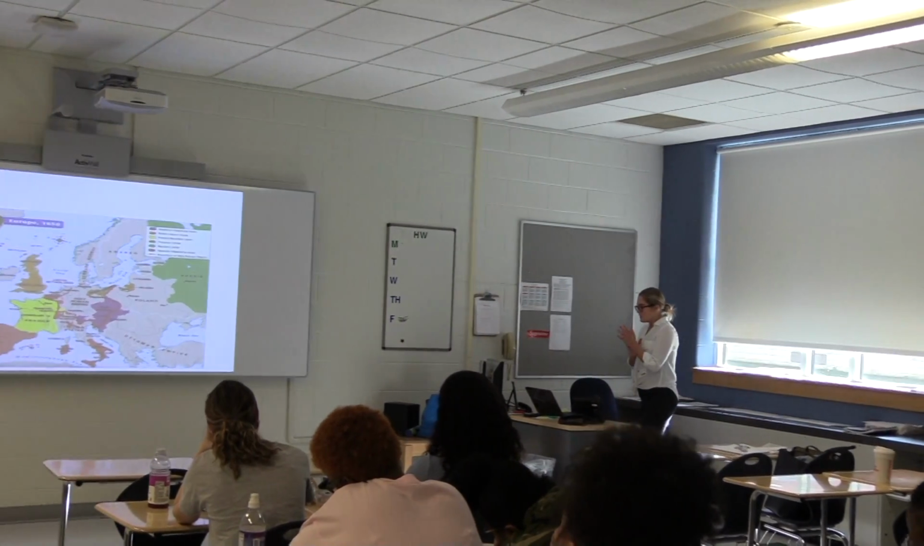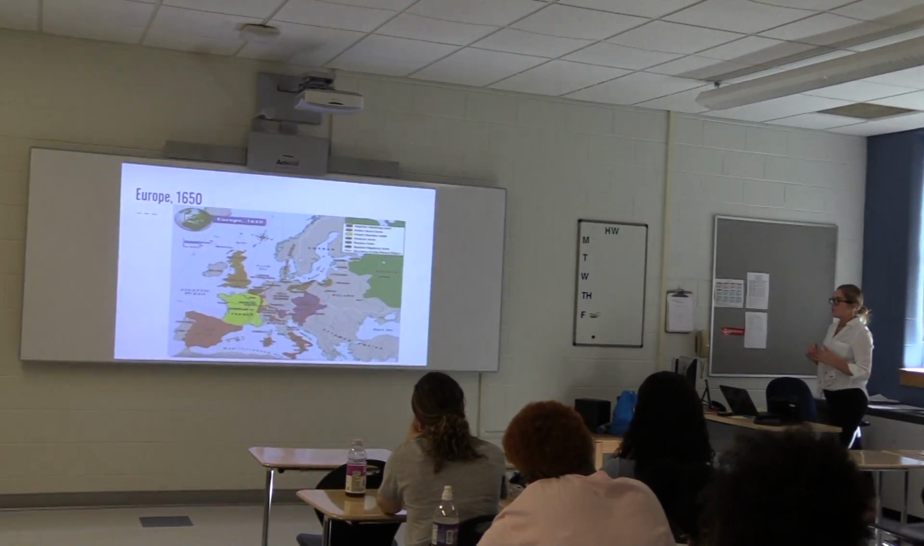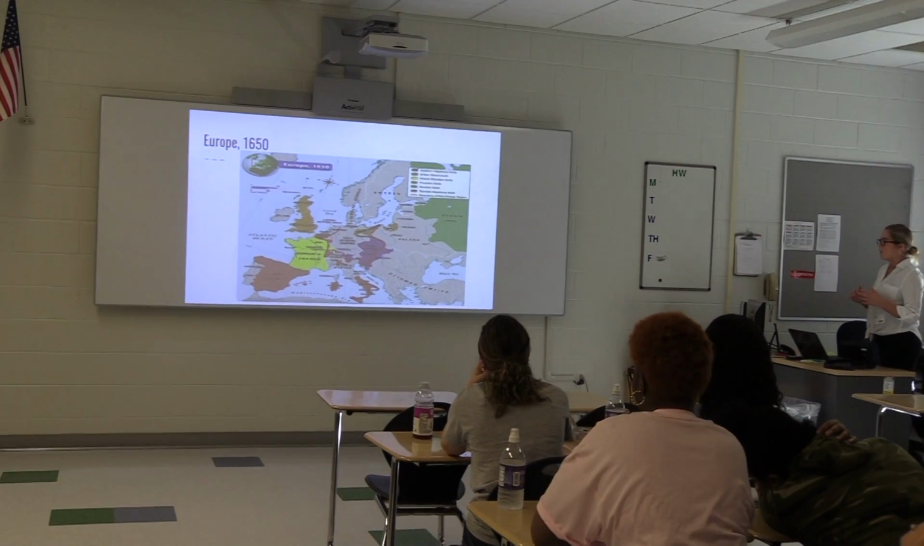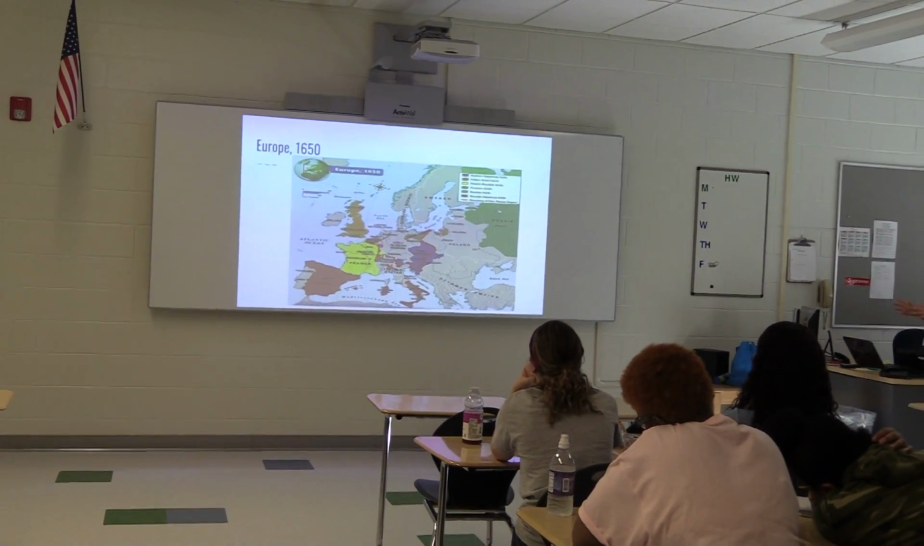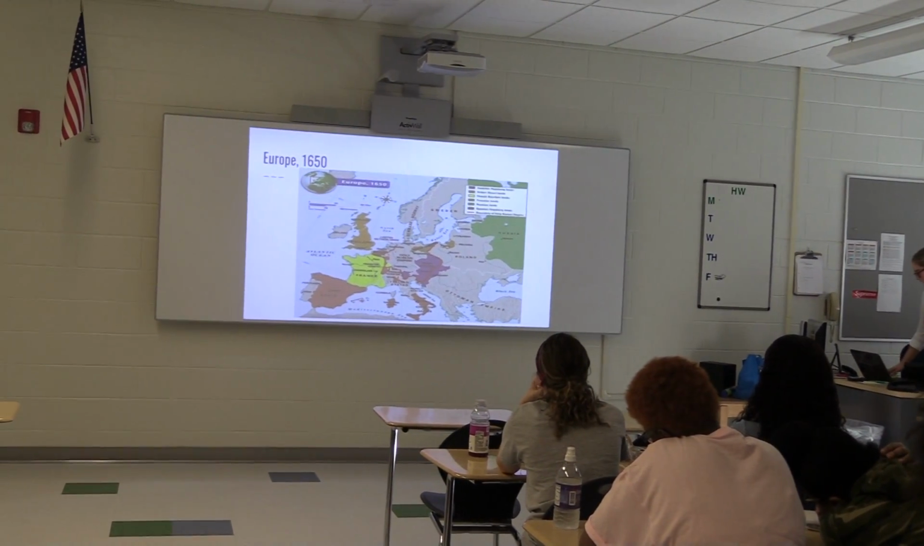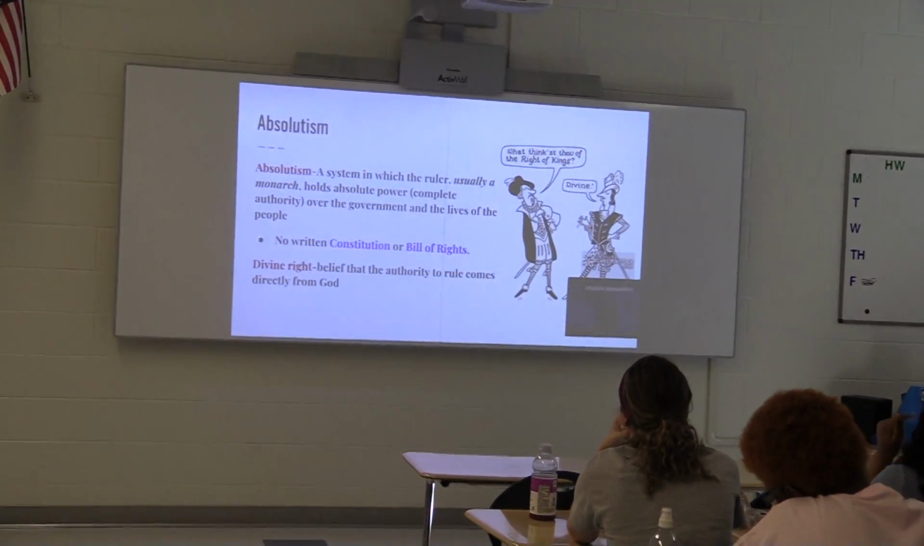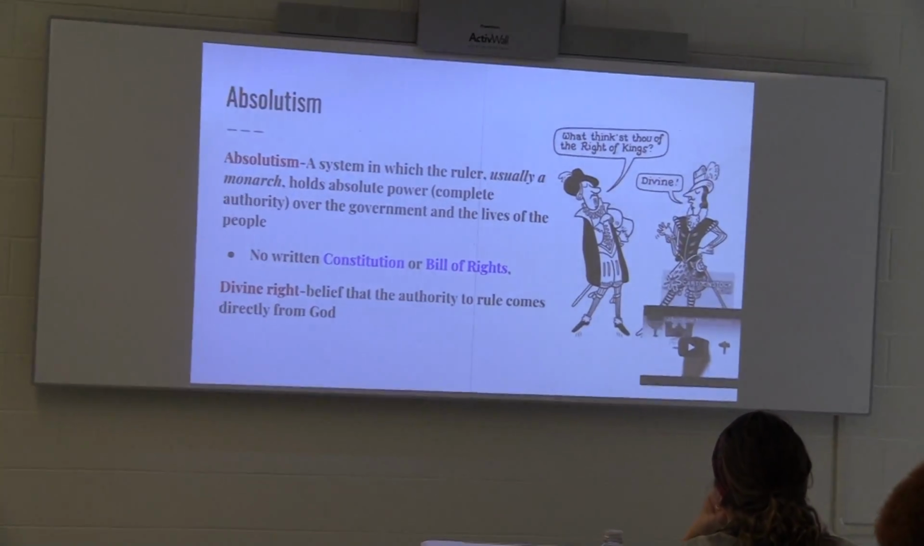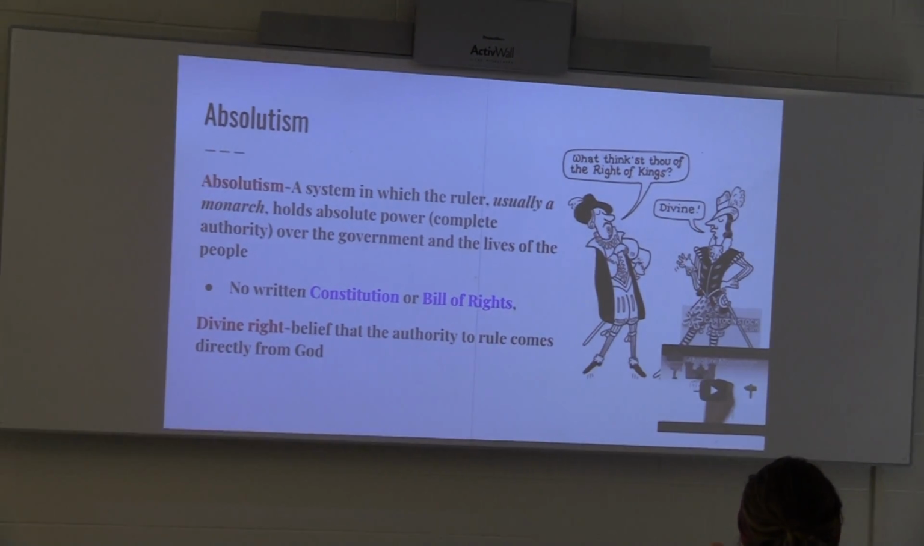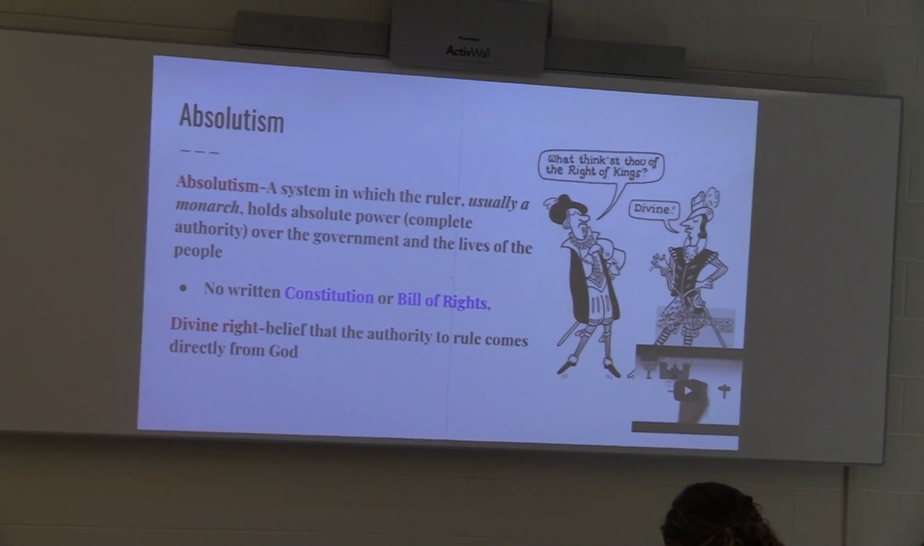So this is Europe. This is kind of the breakdown. It's not how we would picture Europe today. We don't have official cities, states yet. We don't have official countries. They're usually empires. And then this is absolutism. This is the definition you're going to need.